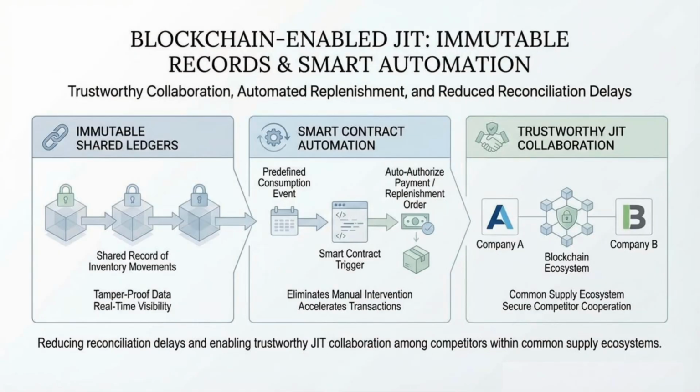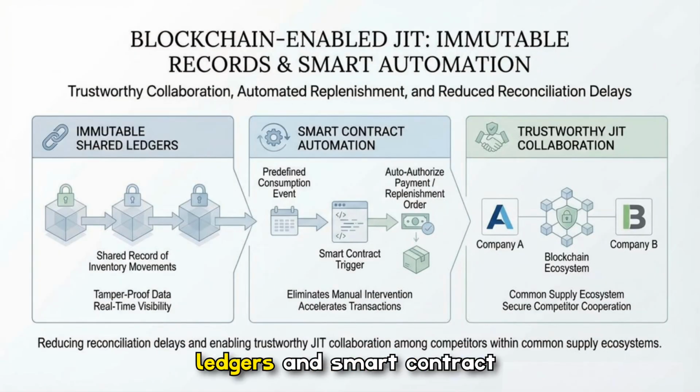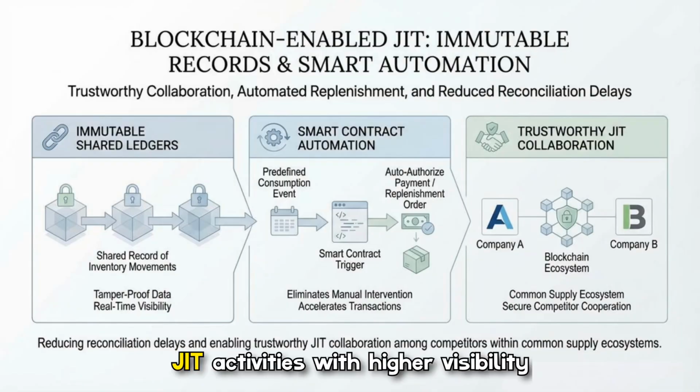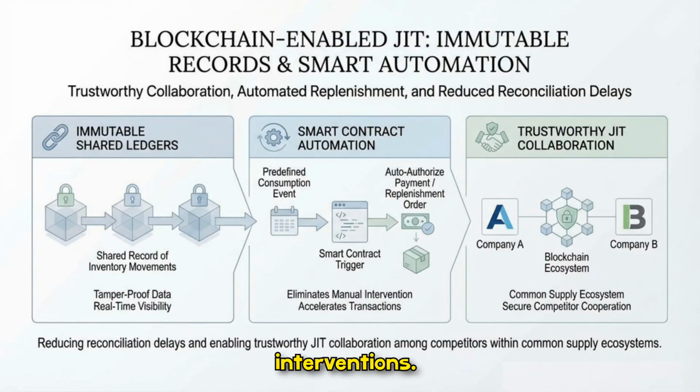Blockchain-enabled JIT introduces immutable shared ledgers and smart contract automation to reduce reconciliation delays and build trustworthy collaboration. The slide shows tamper-proof inventory records feeding predefined consumption events that trigger automatic replenishment and payments. By creating a common, secure supply ecosystem, competitors and partners can cooperate on JIT activities, with higher visibility and fewer manual interventions.